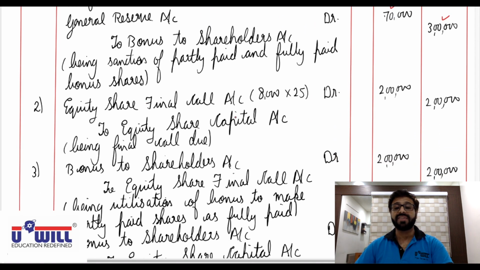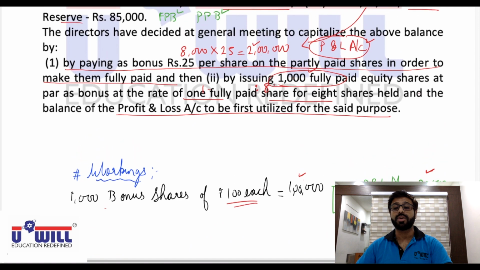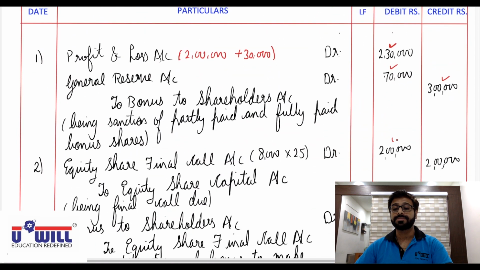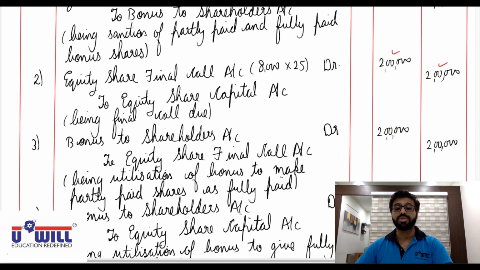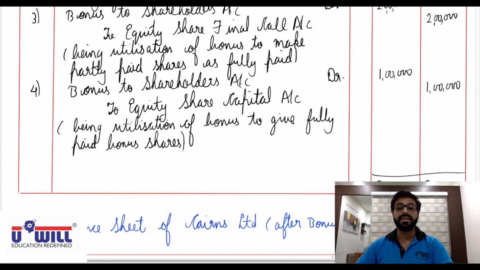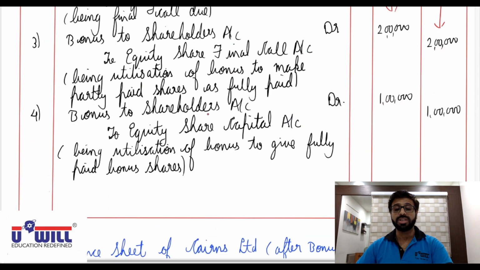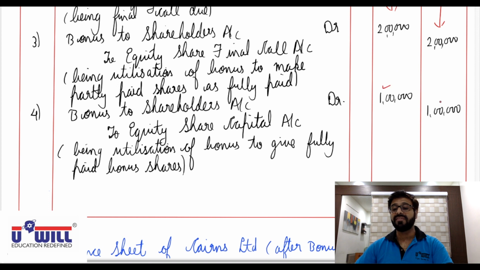Now equity share final call to equity share capital, what final call is due? 8,000 into 25, 2 lakh rupees. And then bonus to shareholders to share final call, same 2 lakh rupees. Then fully paid bonus of this 1 lakh, what will be the entry? Bonus to shareholders to equity share capital 1 lakh.